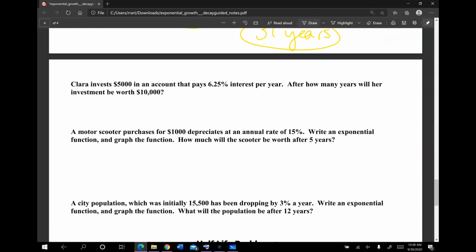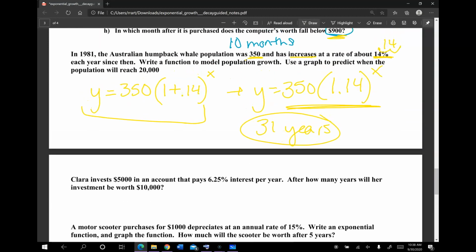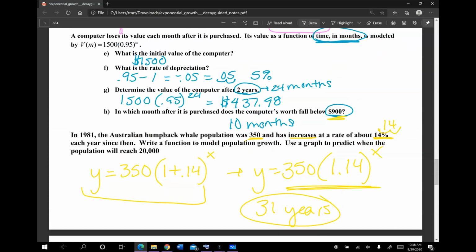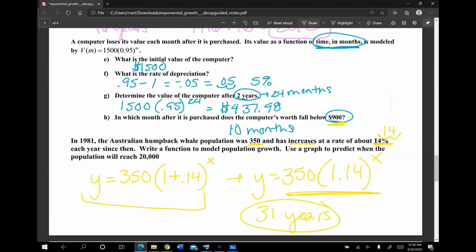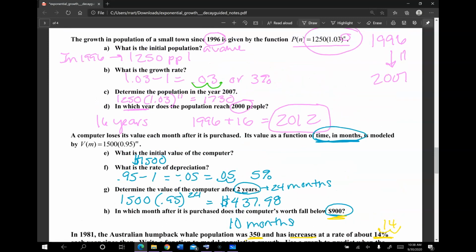All right. So that is all we're going to do. The rest is going to be for the next lesson when we're actually solving for different variables. Okay, so let me know if you need any more help, but that's it.